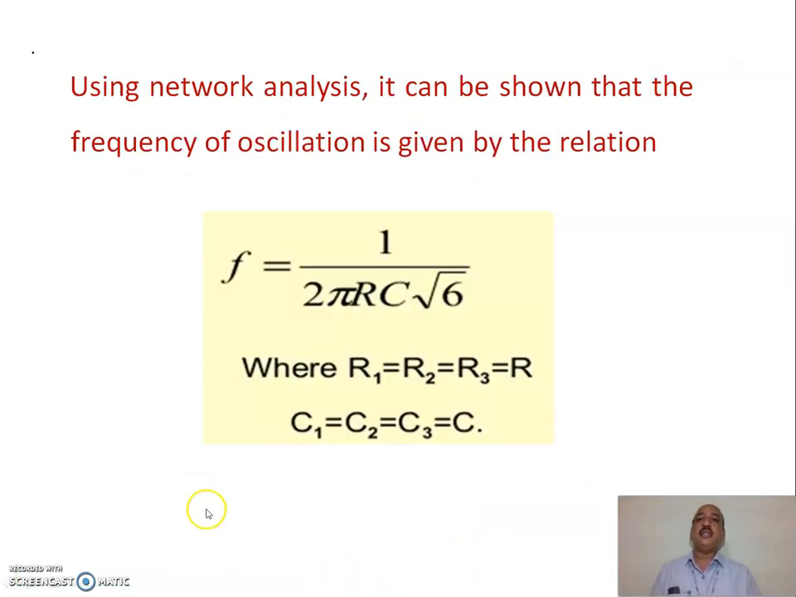Using network analysis, it can be shown that the frequency of oscillations is given by the relation f is equal to 1 upon 2 pi RC root 6, where R is R1 equal to R2 equal to R3, and C is C1 equal to C2 equal to C3. That is, the same values of R and C are taken. Then f equal to 1 upon 2 pi RC root 6 is the frequency of oscillation.